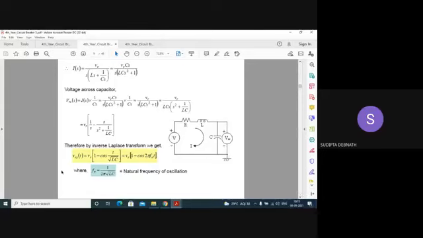Okay. So this is the voltage across the capacitor when there is arc. So this is the frequency of oscillation, and after the arc is extinguished, it will follow the normal recovery voltage.